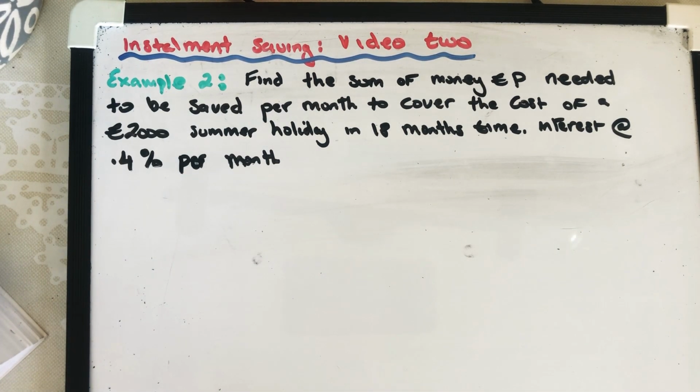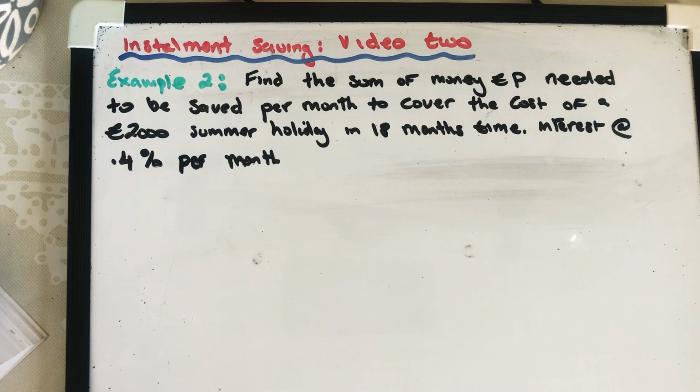This is the third video within Financial Maths and we are covering instalment savings. This is video 2 on this. I already have a video on instalment savings and I would recommend that you look at that video first, because there are steps 1 to 5 in Word format as to how you carry out the question.